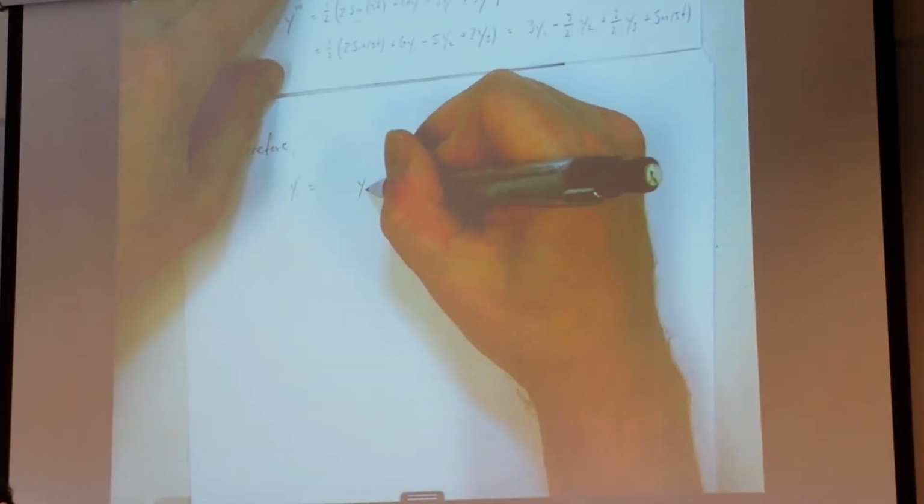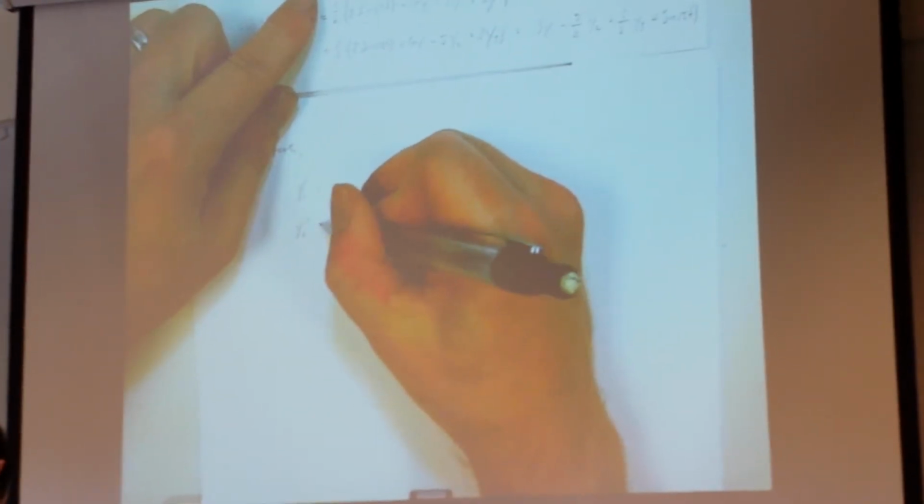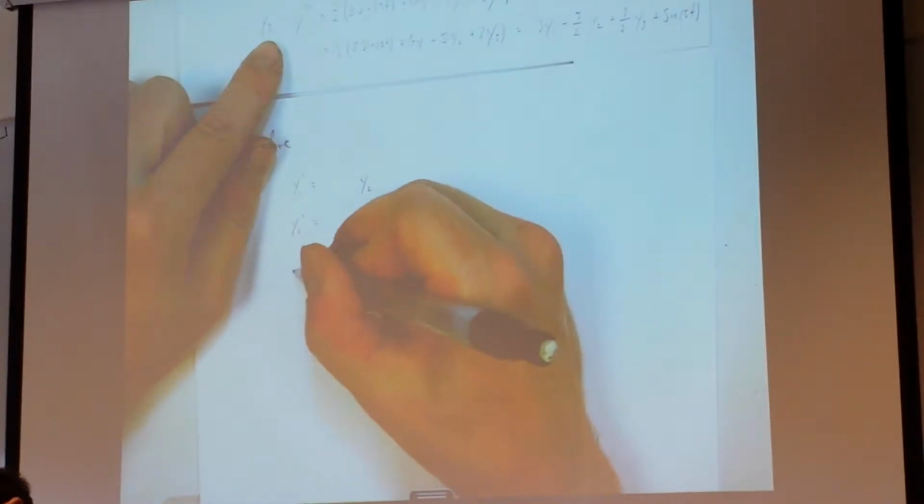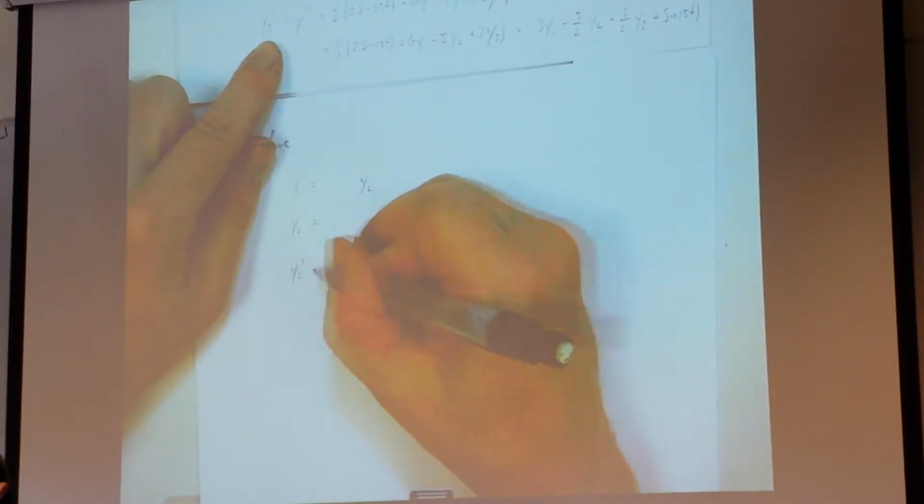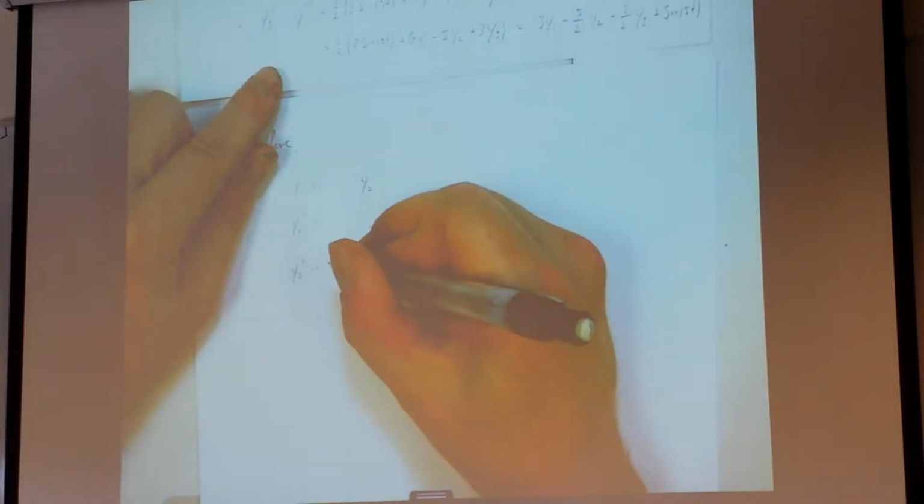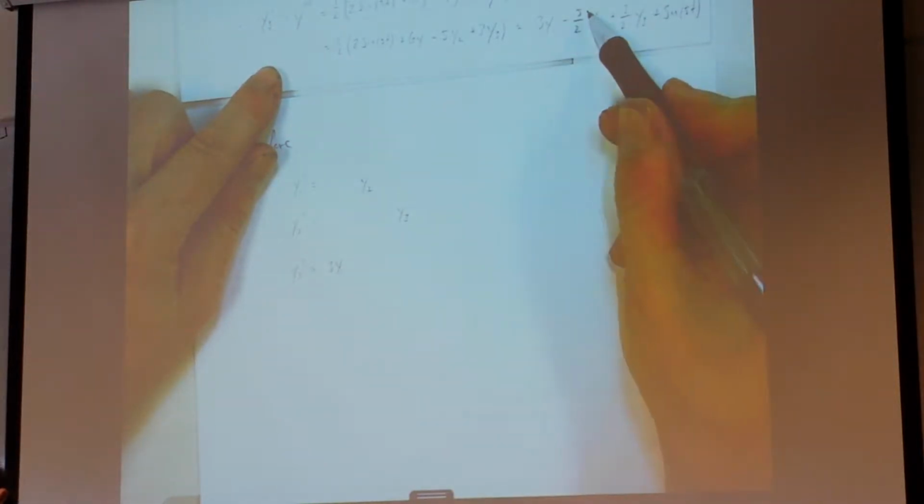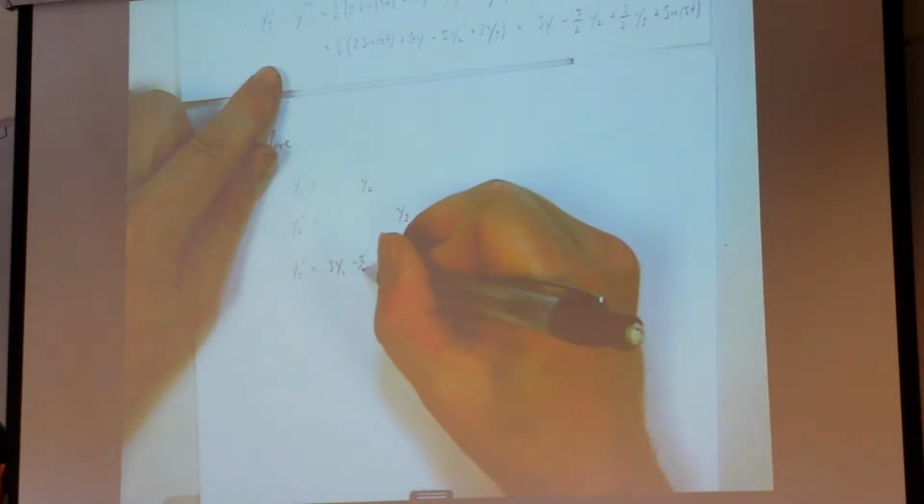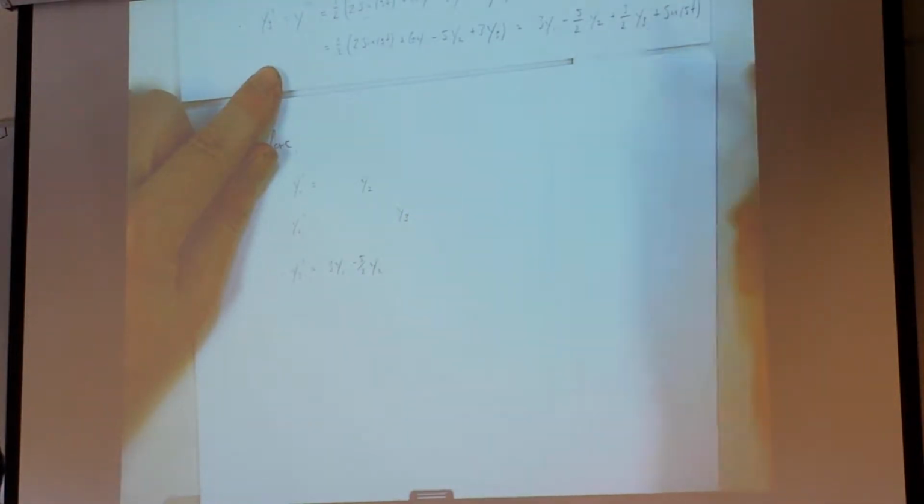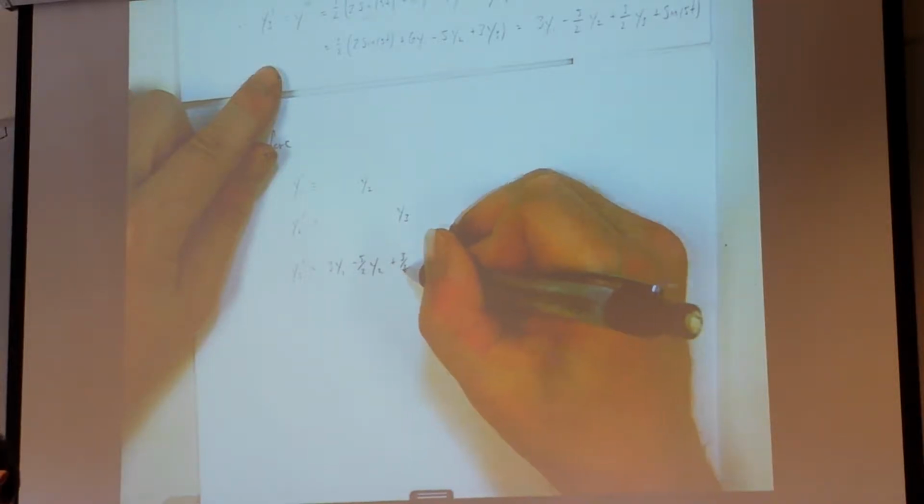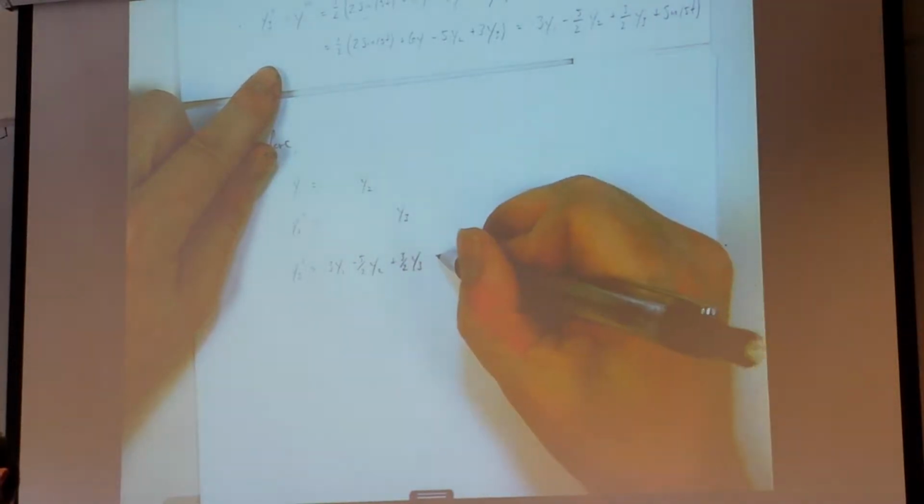So we have y1 prime equals y2. It's going to look funny. I'm going to leave a little space there for a second. y2 prime equals y3. Leave a little space. I'm going to put it right there. And y3 prime equals 3y1 minus 5/2 y2 plus 3/2 y3 plus sine 5t.